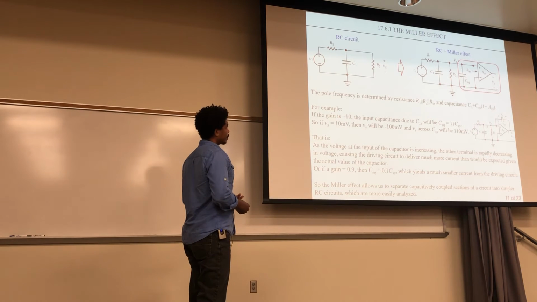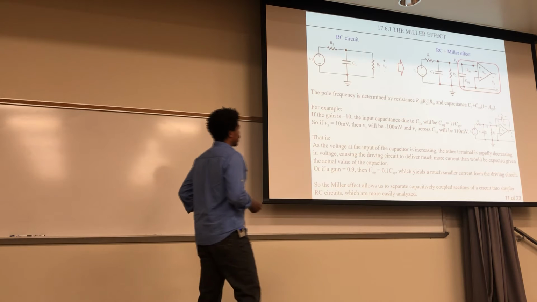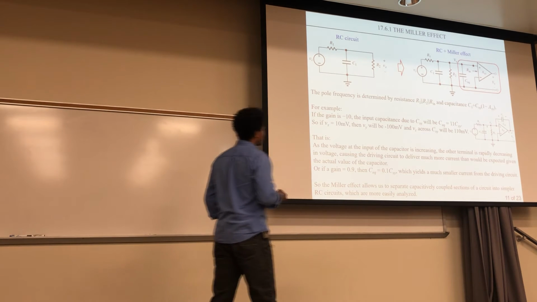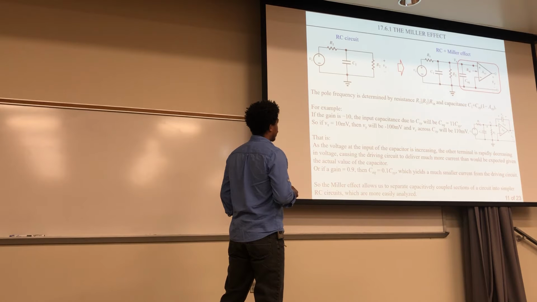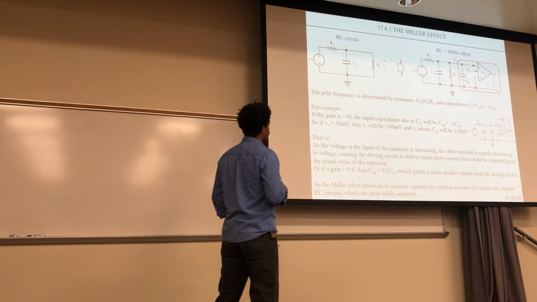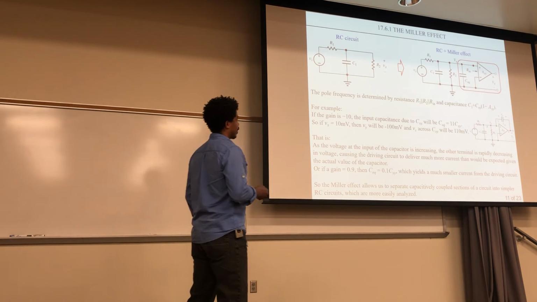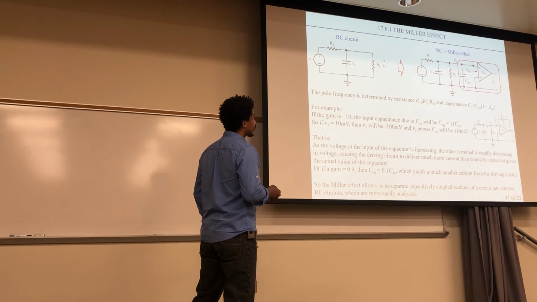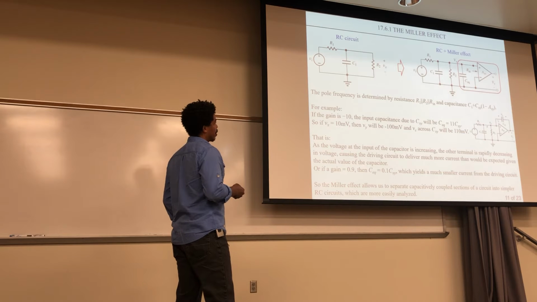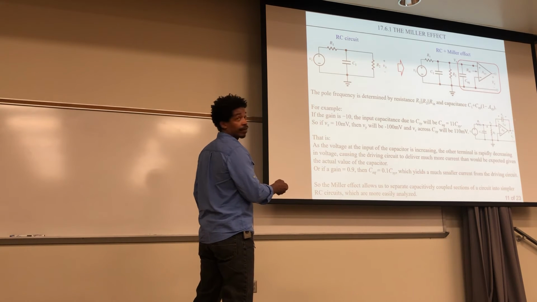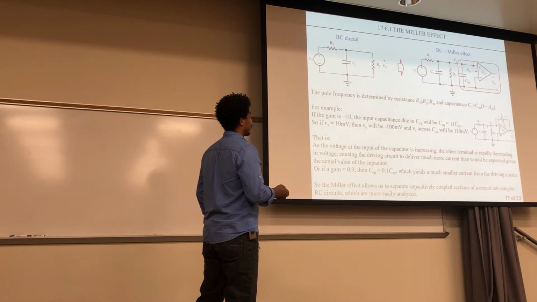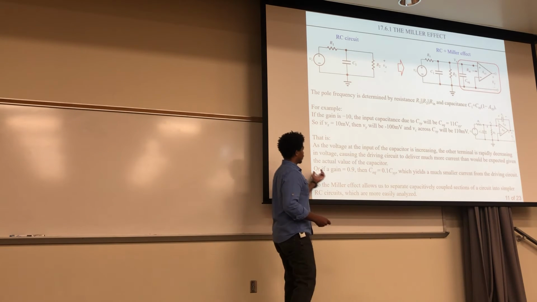If you want to think about it, as the voltage at the input of the capacitor right here is increasing, the voltage at the other terminal is rapidly decreasing. And that's causing the driving circuit right here to deliver a much greater current than would be expected given the actual value of that capacitor, which is this one right here. That's pretty interesting.